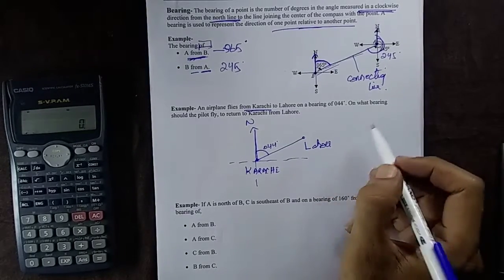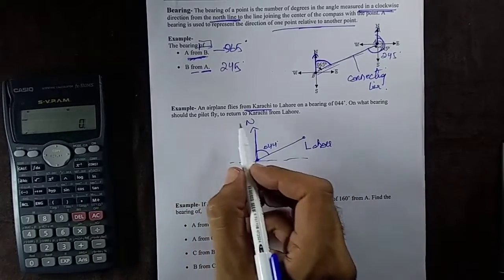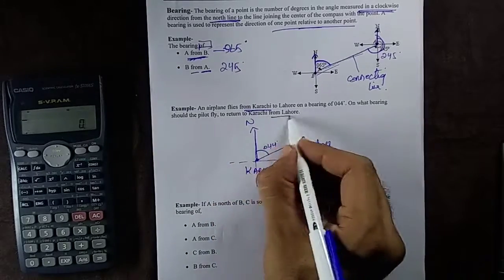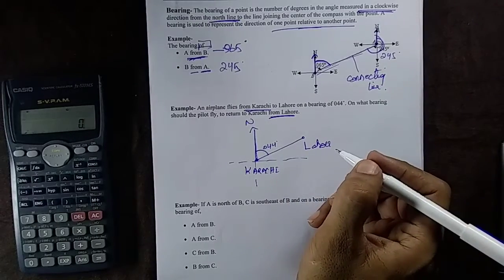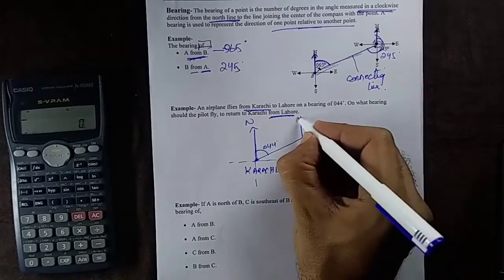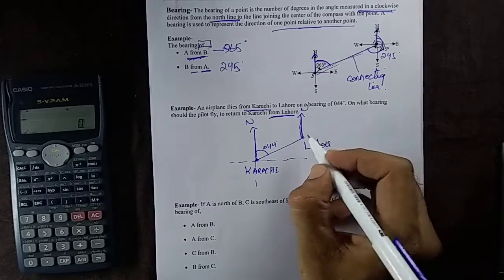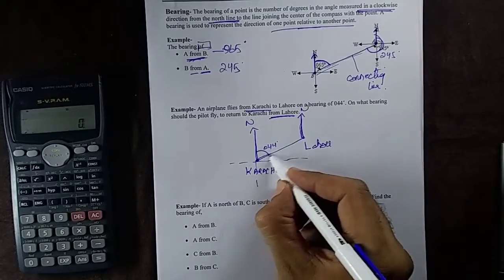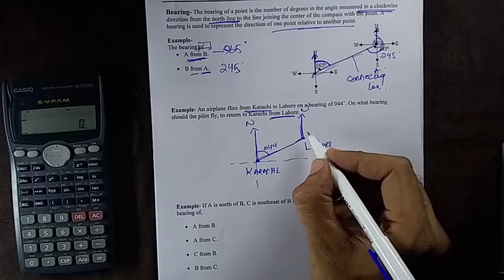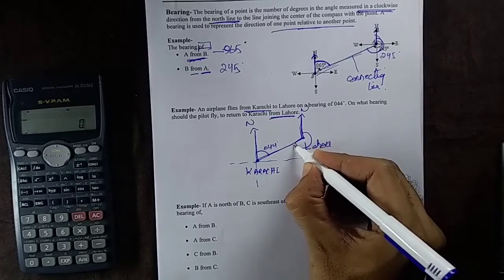Now in the next part we are asked to find on what bearing should the pilot fly to return to Karachi from Lahore. Now the reference point in this case is Lahore. So we have to draw the north on Lahore, right? This is the reference line north on Lahore, and this is the connecting line between the two. So in that case, we have to go clockwise from north drawn on Lahore. So this has to be the complete angle that we need to find.